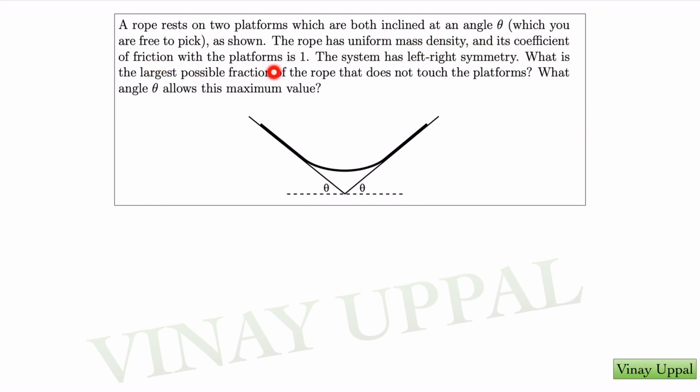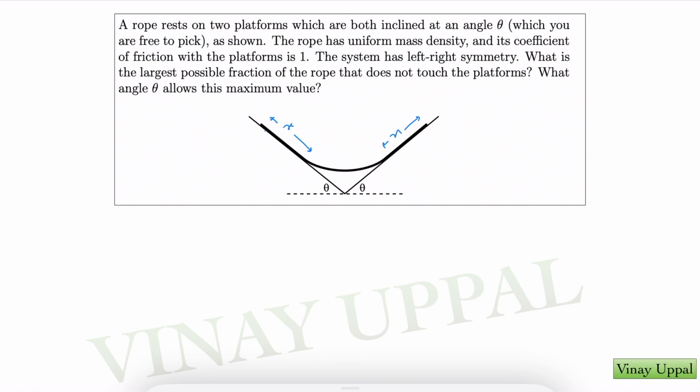The rope has uniform mass density and its coefficient of friction with the platform is 1. The system has left-right symmetry. What is the largest possible fraction of the rope that does not touch the platforms, and what angle theta allows us maximum value? So let's say that the length of the rope segment touching the platform is x, similarly x here. So the largest possible fraction of rope that does not touch the platform.